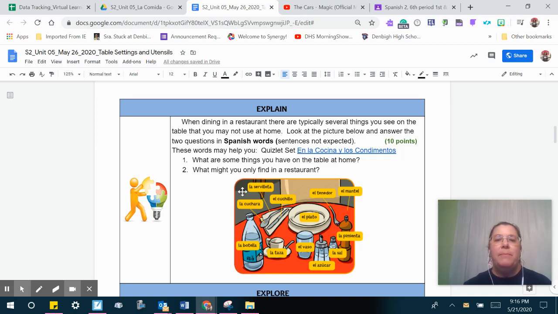La servilleta, la cuchara, el cuchillo, el tenedor, el mantel, el plato, la botella, la taza, el vaso, el azúcar, la sal, la pimienta.